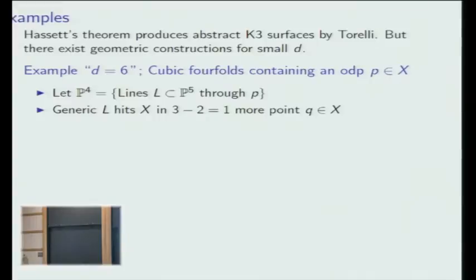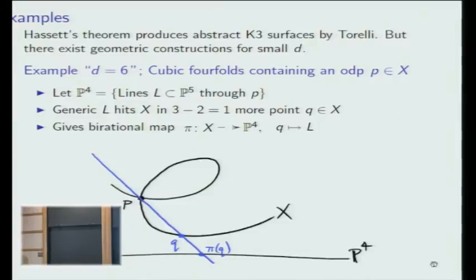Okay, so let's do this example because it's very simple. So if a cubic fourfold has an ordinary double point, then you can take the lines through that ordinary double point. That's a P4, and you project to that P4, and you get a birational map. It's the usual proof that a nodal cubic curve is rational. You get a birational map from X to P4. So you take your line through the ordinary double point, that intersects the cubic in 2 points, but a cubic has degree 3, so it has to intersect in one more point, and that gives you a birational map from Q to pi of Q, so from X to P4.